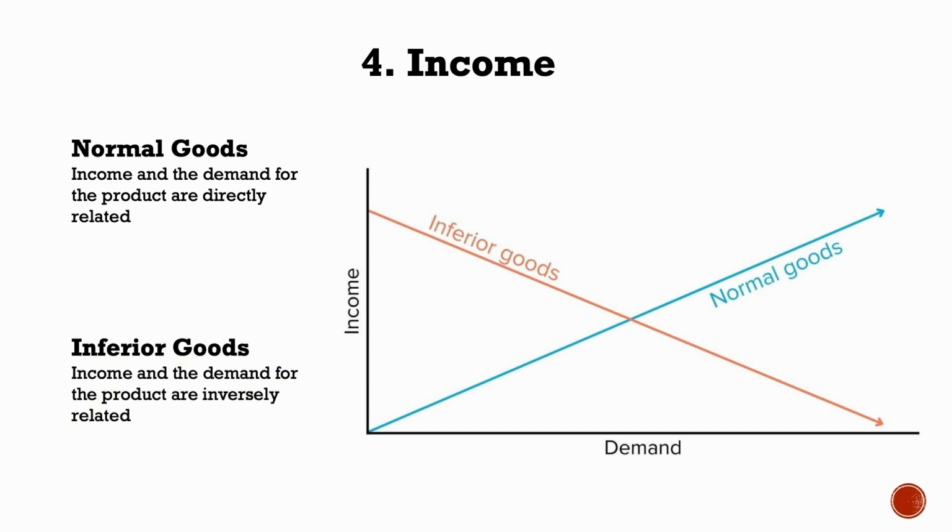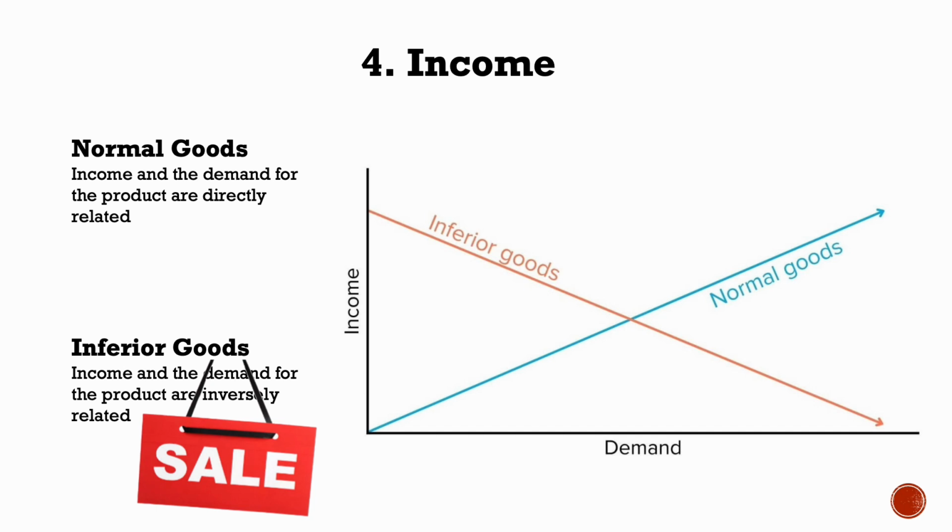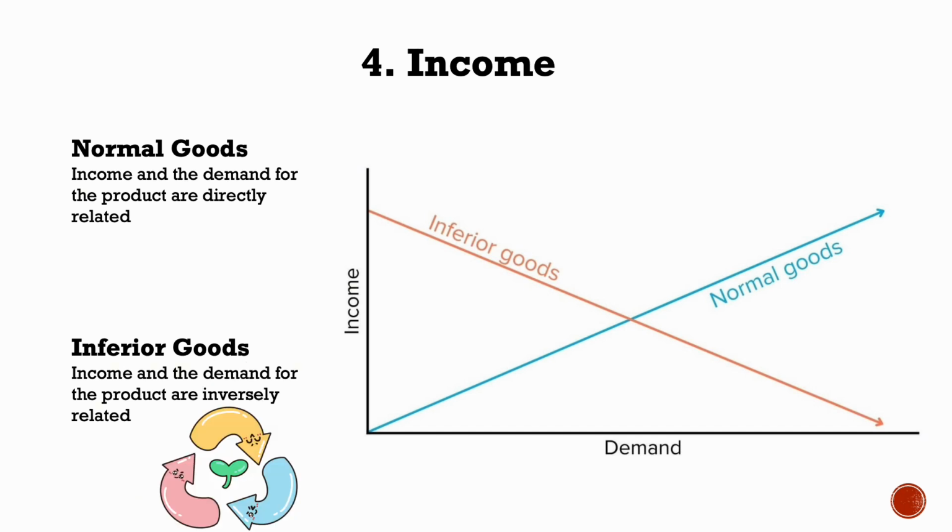When there's an increase in income, the demand falls, and when there's a decrease in income, the demand will go up. For example, inferior goods include canned goods, discount clothing, and second-hand goods.